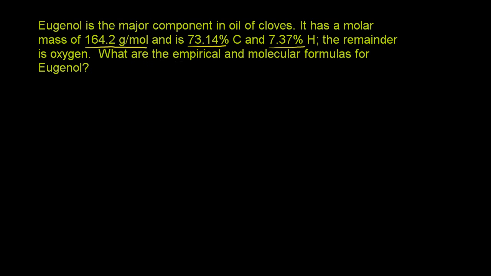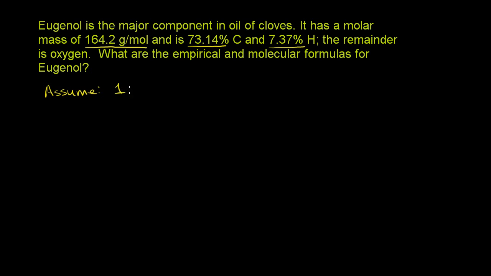And just as a refresher, empirical formula is the simplest ratio of the atoms in the molecule, and we'll see that in a second. And the molecular formula is the actual number of atoms in the molecule. So let's see if we can figure this out. So the first piece of information they gave us is that the molar mass of eugenol is 164.2 grams per mole.